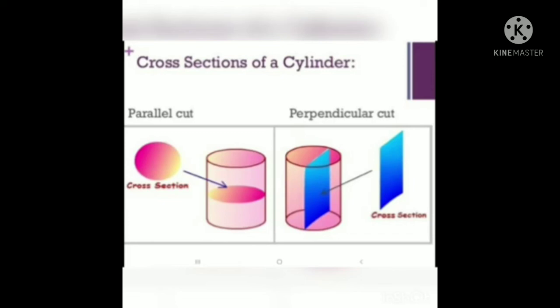The whole shape is what? Cylinder. But when we do a parallel cut, we are getting what? A circular shape. And whereas with a perpendicular cut, we are getting a cuboid. So in this way also we can view a solid. Altogether, the solid is a cylindrical shape, but when we are slicing it, 2 ways we are getting. One is a circular shape and the other is a cuboid.